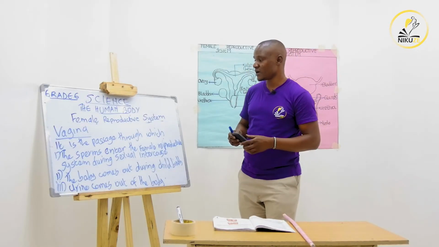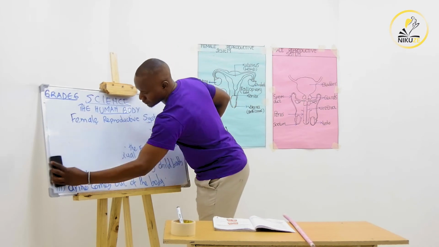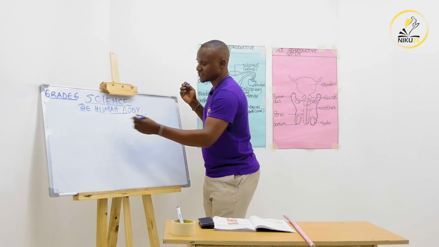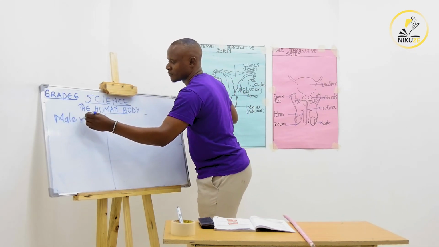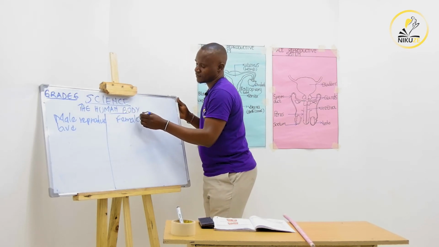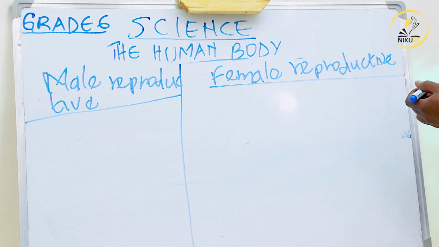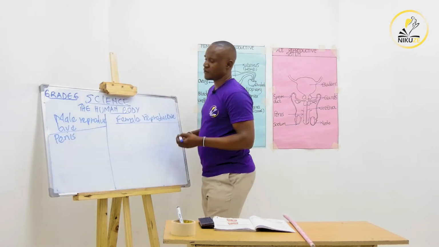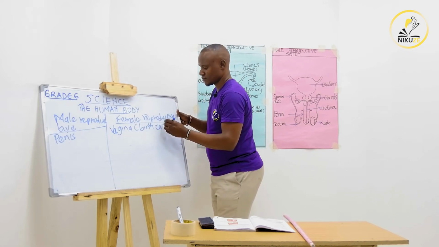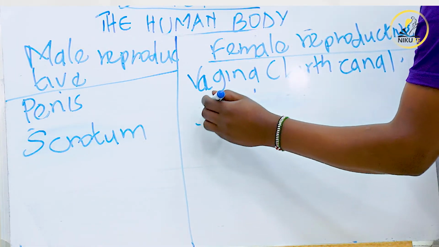Now from there we are going to have a look at the comparison: which parts are found in the male reproductive system that are not found in the female reproductive system. So in that case, we'll have a table. We have got male reproductive, and here we have got female reproductive. The first one, we have got penis. Now in female, we have got vagina, which is also known as birth canal. Number two, in male we have got scrotum. In female we have got ovary.